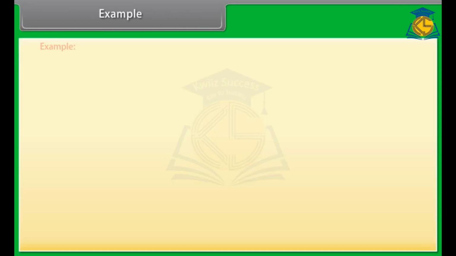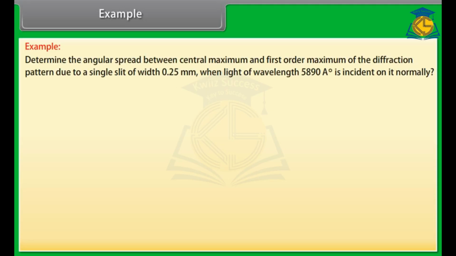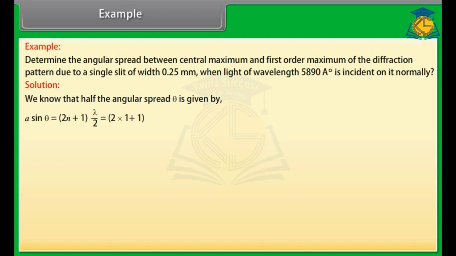Example. Let's take an example on diffraction pattern due to a single slit. Determine the angular spread between central maximum and first order maximum of the diffraction pattern due to a single slit of width 0.25 mm when light of wavelength 5890 Angstrom is incident on it normally. Let's see the solution. We know that half the angular spread is given by a sin theta equal to (2n plus 1) lambda by 2.